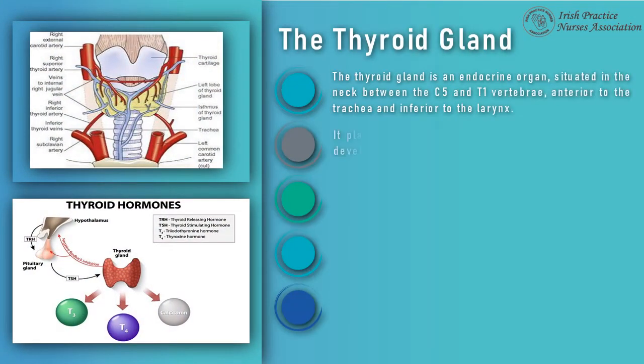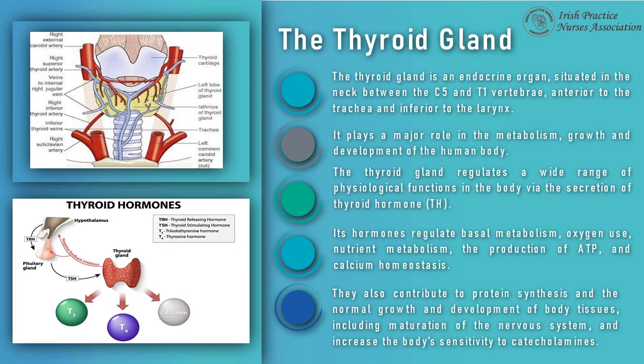The thyroid gland is an endocrine organ situated in the neck between the C5 and T1 vertebrae, anterior to the trachea and inferior to the larynx. It plays a major role in the metabolism, growth, and development of the human body. The thyroid gland regulates a wide range of physiological functions in the body through the secretion of thyroid hormone. Its hormones regulate basal metabolism, oxygen use, nutrient metabolism, the production of ATP, and calcium homeostasis. They also contribute to protein synthesis and the normal growth and development of body tissues, including maturation of the nervous system and increase the body's sensitivity to catecholamines.